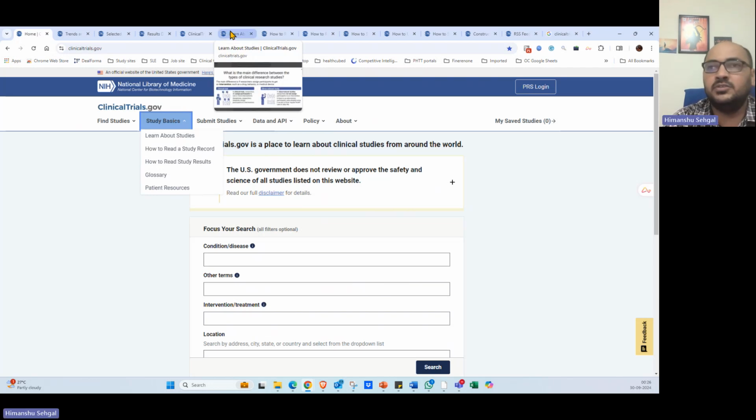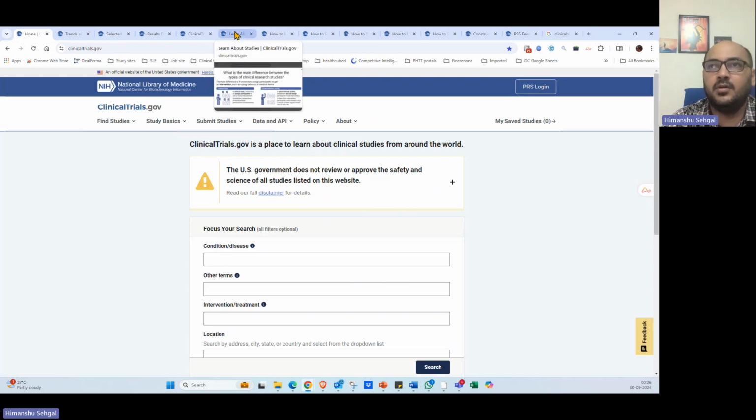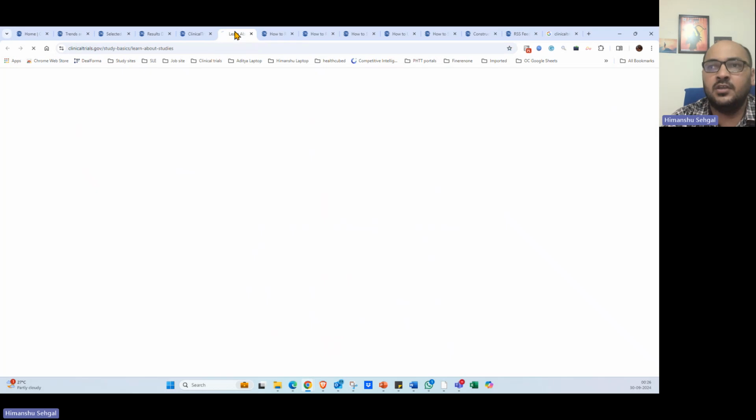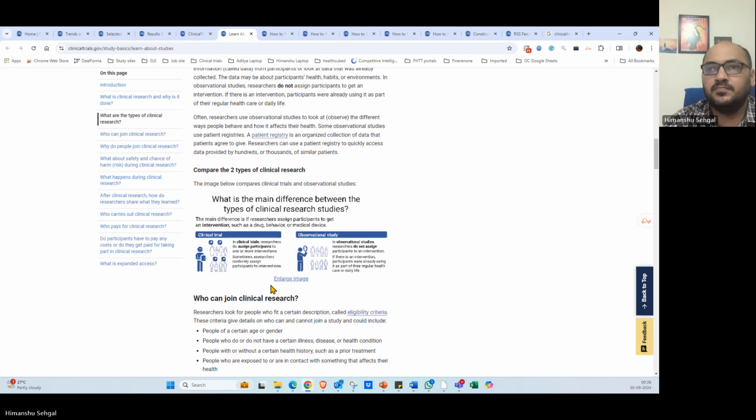So I've already opened the tabs and then find studies. Even they have given you tricks on how to find the studies. Before we go on to finding the studies, let's learn about studies. Yesterday you must have seen the image, this one. So there are two types of studies.